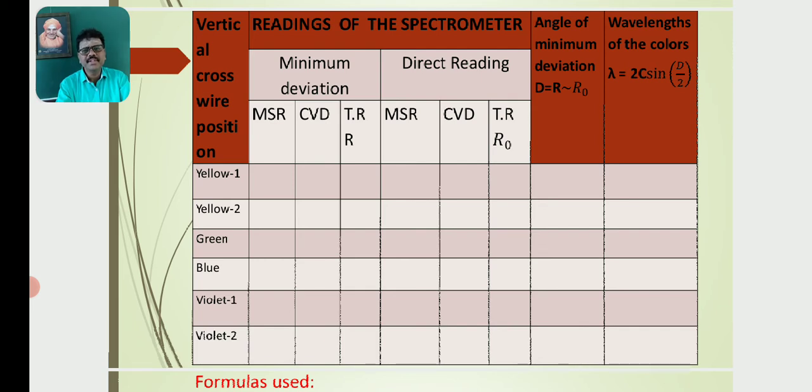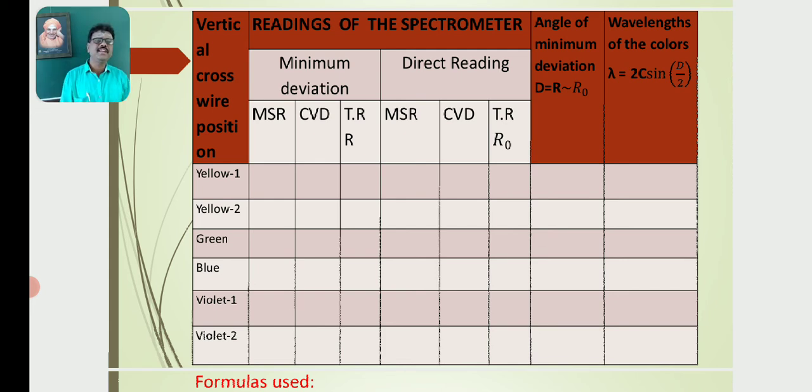So we know the readings for different colors at the minimum deviation position, and also the direct reading. The difference gives the angle of minimum deviation. So D is equal to R difference R0. Then calculate the angle of minimum deviation for different colors by using these readings: for yellow 1, yellow 2, green, blue, violet 1, violet 2, with the help of the expression D is equal to R difference R0.